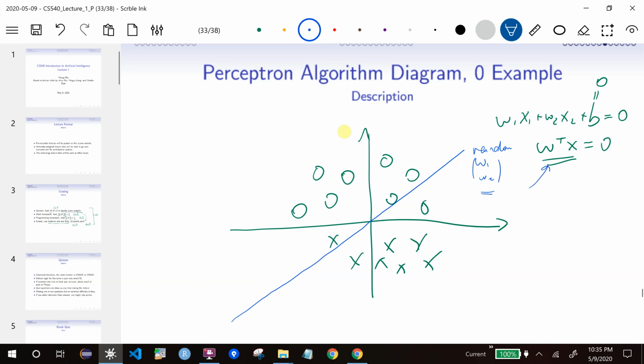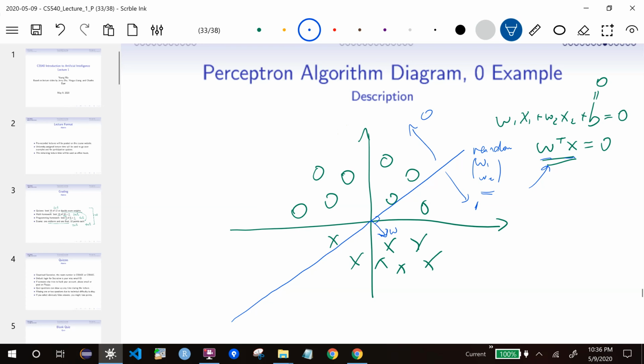So as we see here, W transpose X is 0, so they are perpendicular to each other. So we will have a vector like this. So this will be the W vector. It's perpendicular to the line. So the direction of the vector should also face whichever direction is classifying stuff as 1. So this is the 1 side, this is the 0 side.